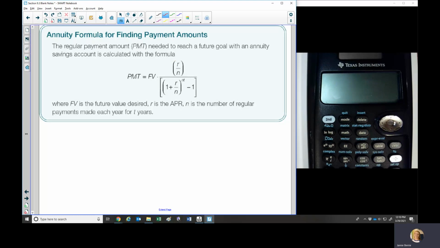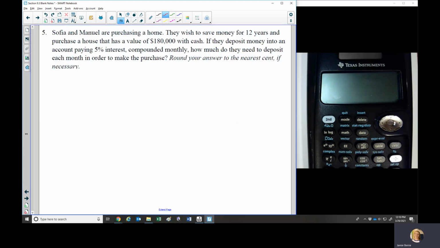All right, so let's look at an example. It says, Sophia and Manuel are purchasing a home. They wish to save money for 12 years, and they want to purchase a house that has a value of $180,000, and they want to purchase it with cash. If they deposit money into an account that's paying 5% interest compounded monthly, how much do they need to deposit each month in order to make that purchase? All right, so we're going to use that annuity formula because they're going to be making monthly payments into this savings program.